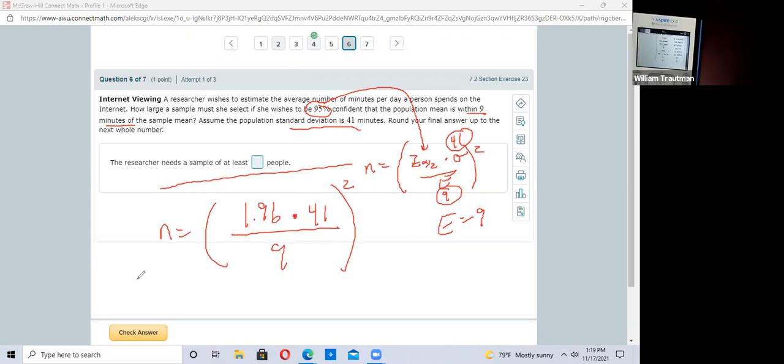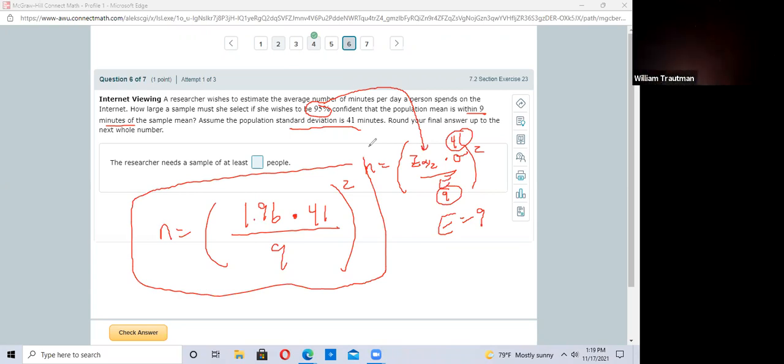So this is what we want to type into our calculator. 1.96 times 41 divided by 9, and then square it all. 1.96 times 41 divided by 9, and then raise it to the second power. And I get 79.7. And you always take it to the next higher whole number. So we need a sample of at least 80 people.